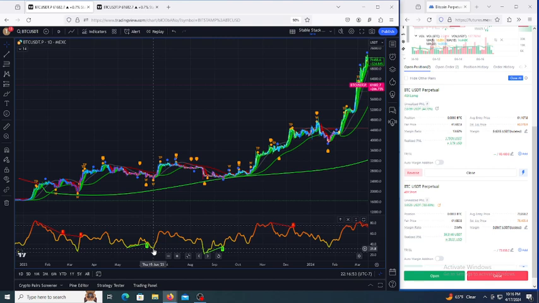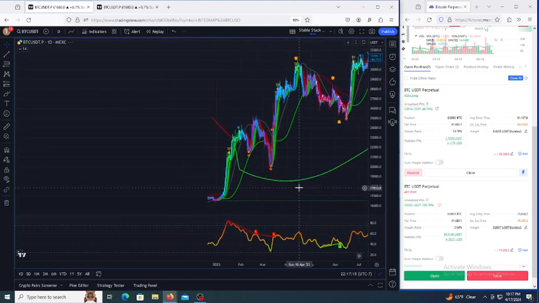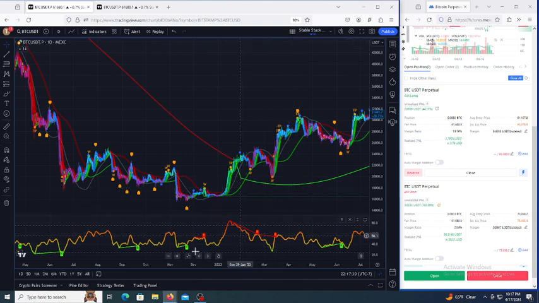And the bottoms of the M's are almost always like the exact bottom of the moves. So even here, you get some divergences, and then you know these M signals are good. Right here, see you got an M, and then it flashed the divergence. Right there was a good entry.